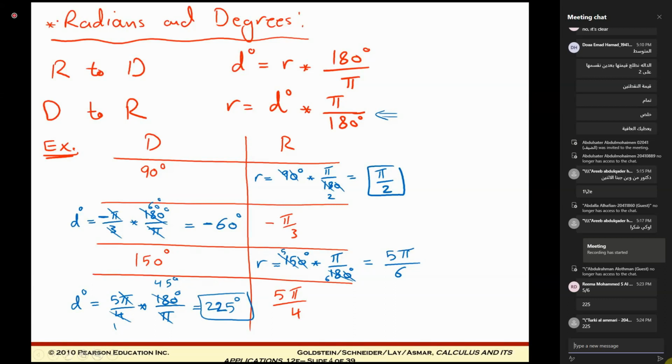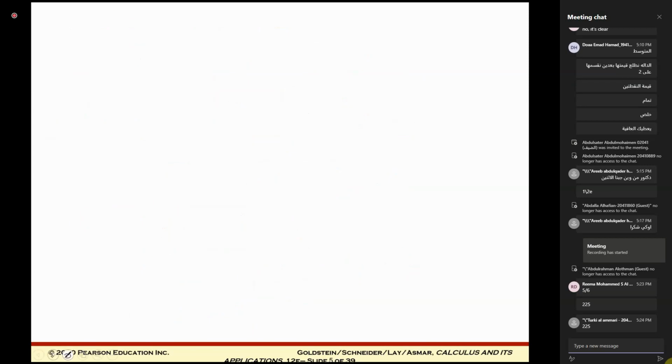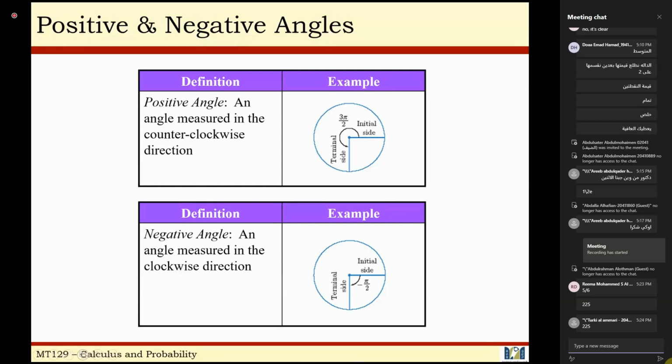These are the two main measures for angles, by radian and degree, and we can convert between them. Okay, now also we have the angle, we have the terminal side, the initial side, and we have positive and negative angles.